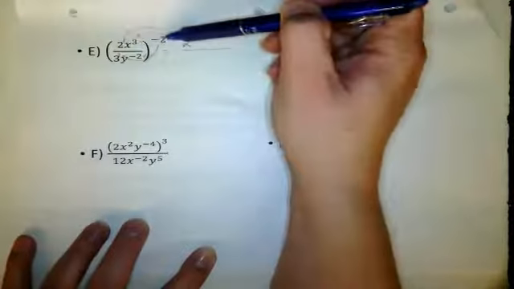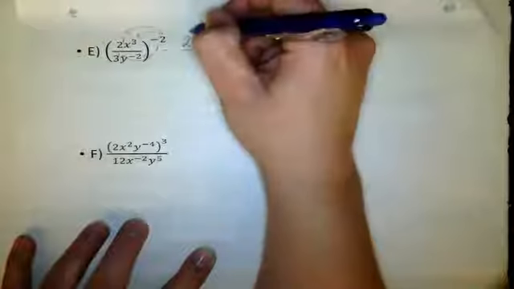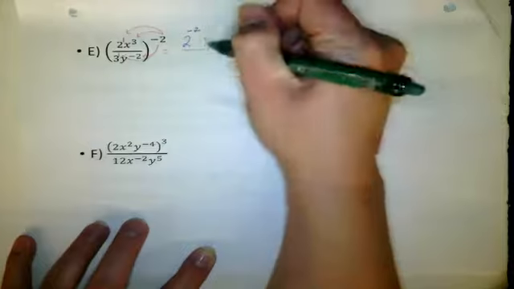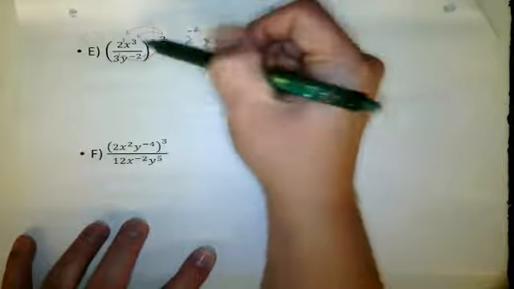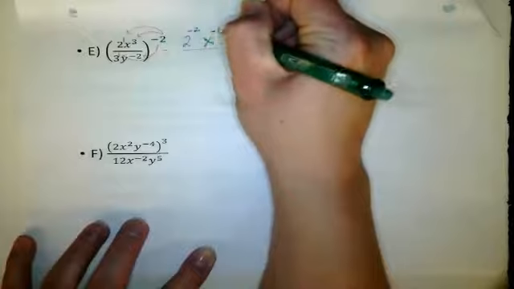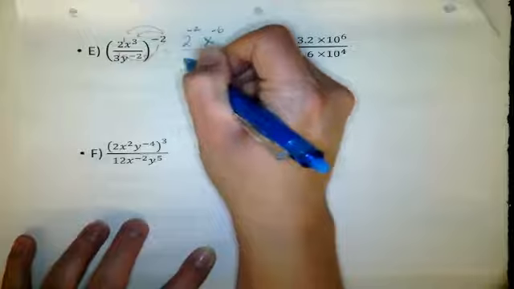1 times negative 2 is negative 2. We're going to get x to what power? Three times negative 2 is negative 6. In the denominator, we have a 3. What power does he get?